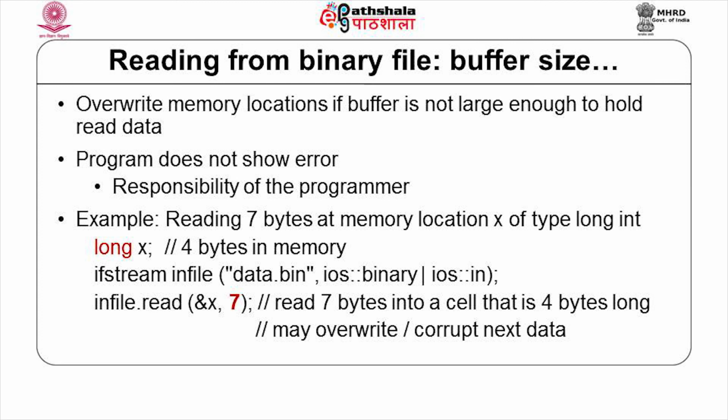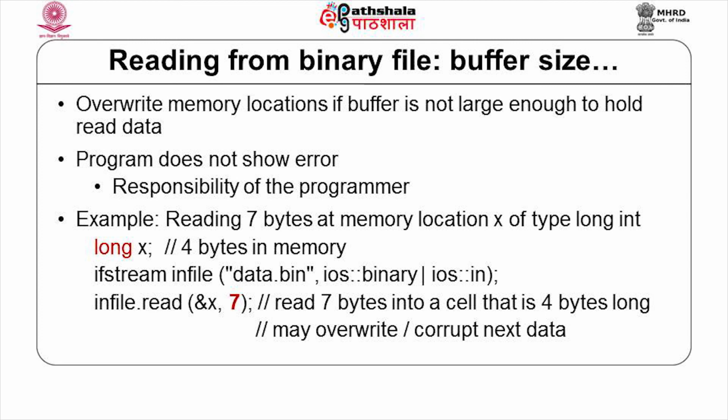See this example, x is declared as long. So, obviously, it will use 4 bytes in the memory, and we have opened the file for input. After that, we read 7 bytes and it is to be stored at x, it should be converted into char star. So, when we read 7 bytes, so after the 4 bytes of x, the next 3 bytes may be corrupted or may be overwritten.